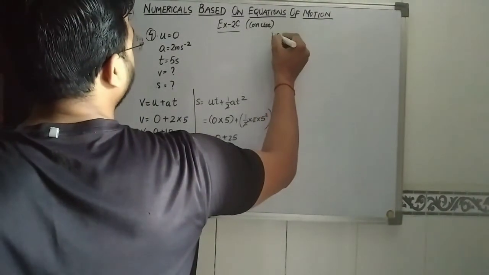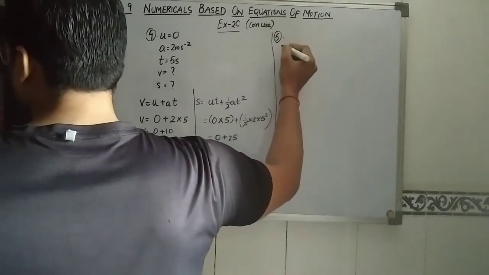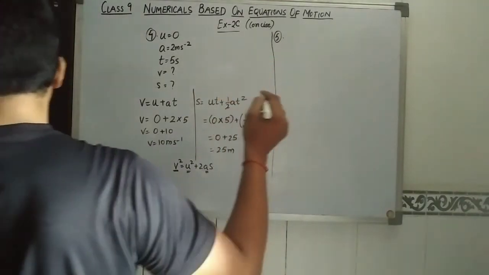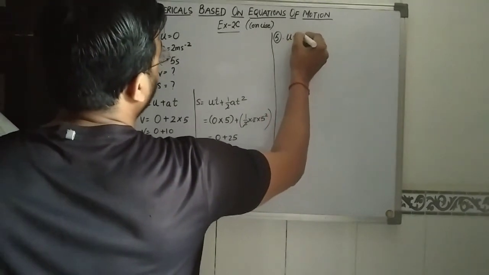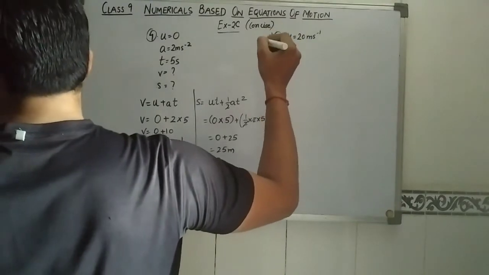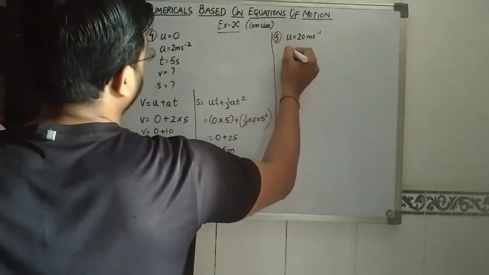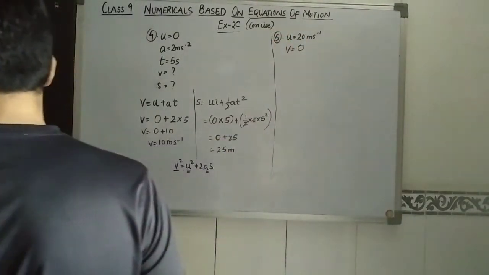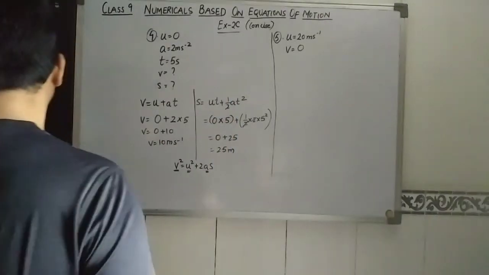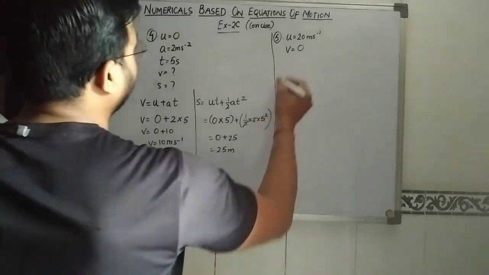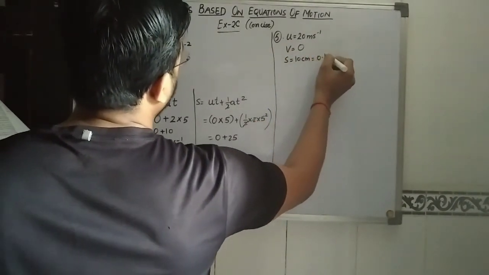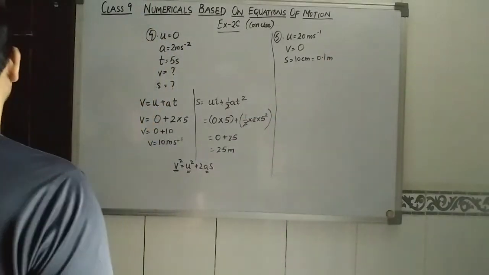So the next question is question number 5. In question number 5, a bullet initially moving with a velocity of 20 meter per second. So initial velocity is U, 20 meter per second. After that it strikes a target and comes to rest. Comes to rest means V is equal to 0. That is a very important question for the students. After penetrating a distance, S is given 10 centimeter. So after converting into meter, it will become 0.1.